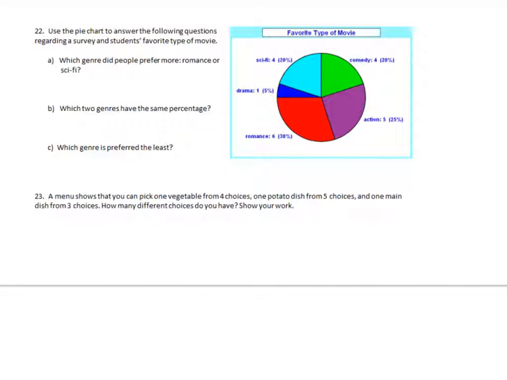So use the pie chart. Which genre do people prefer more? Is there more romance or sci-fi? Well, in this one, romance is 30% and sci-fi is 20%. So this is more romance.